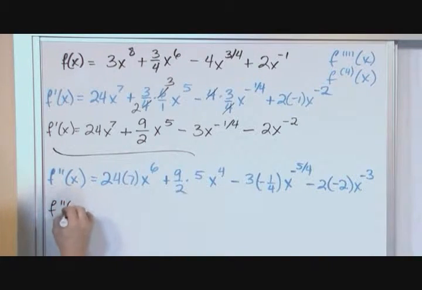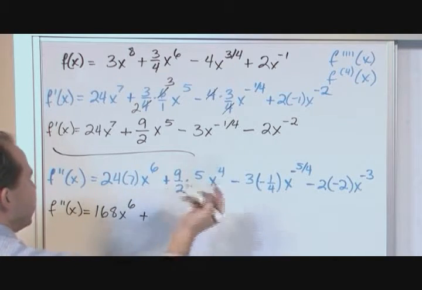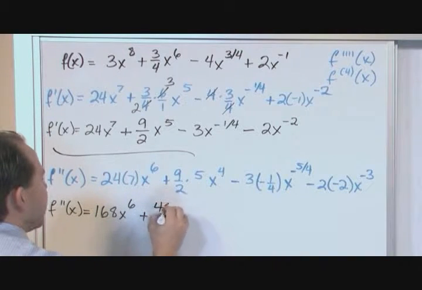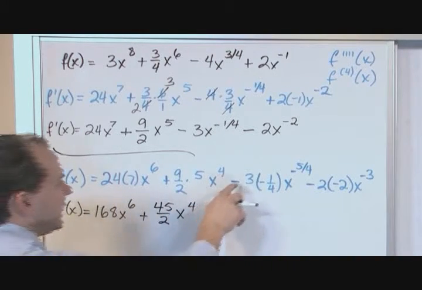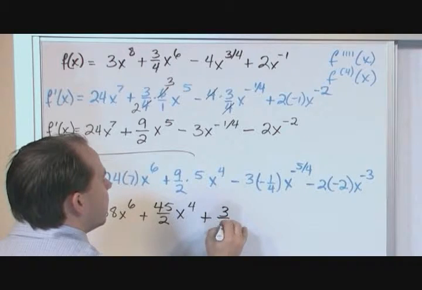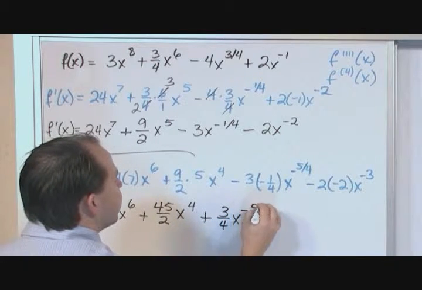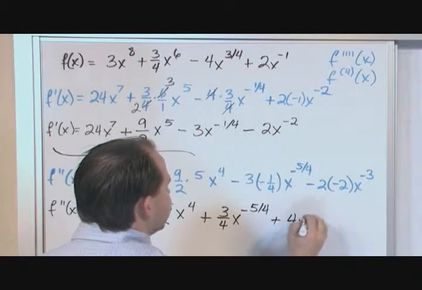F double prime of x. 24 times 7, if you do that in your calculator, is 168. 168 x to the 6th power. All right, plus. Here you have 9 times 5 is 45 over 2. You can't really simplify that much, so we'll do 45 over 2, x to the 4th power. Negative times negative is positive. This will be 3/4, x to the negative 5/4. And then here we have a plus 4x to the negative 3.